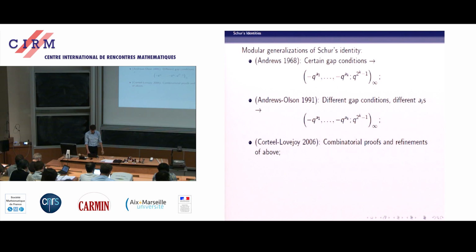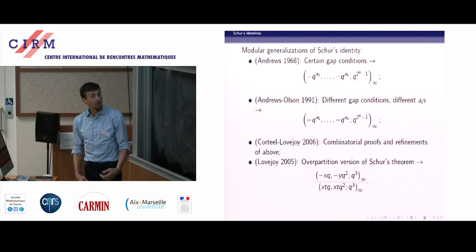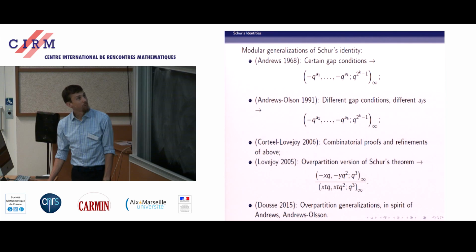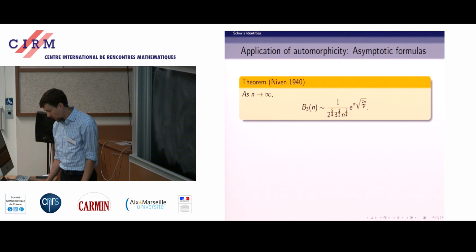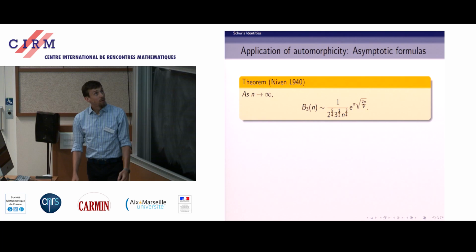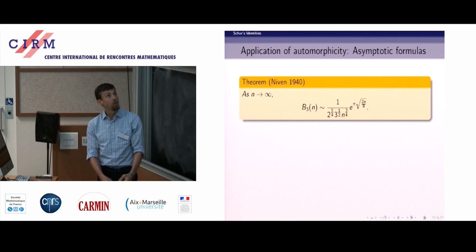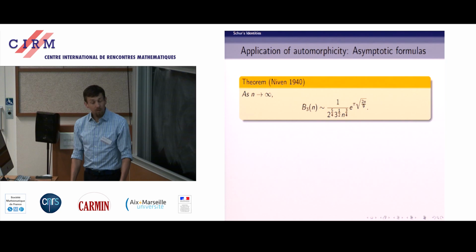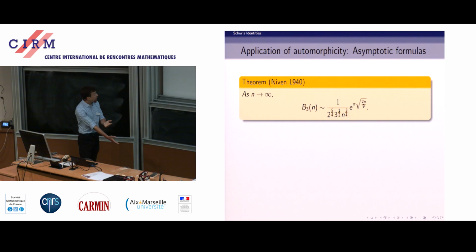There's also an over-partition version of an analog that's very akin, due to Jeremy and subsequently extended by Jian Dus. So again, what good is it in recognizing modularity if you have some combinatorial or hypergeometric function? Well, one thing that you can often do, and we've seen several examples of, are asymptotic formulas. So here's a coefficient formula in the spirit of Hardy and Ramanujan. This was first worked out by Niven in 1940.